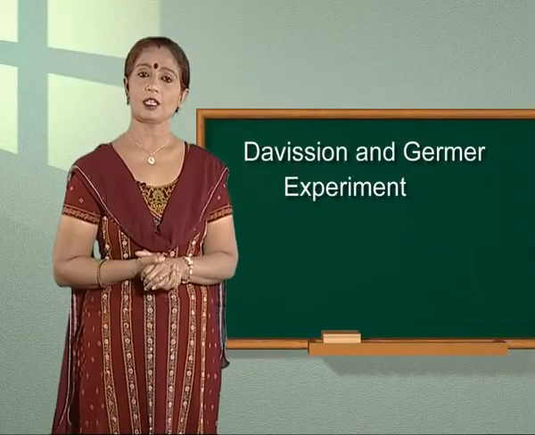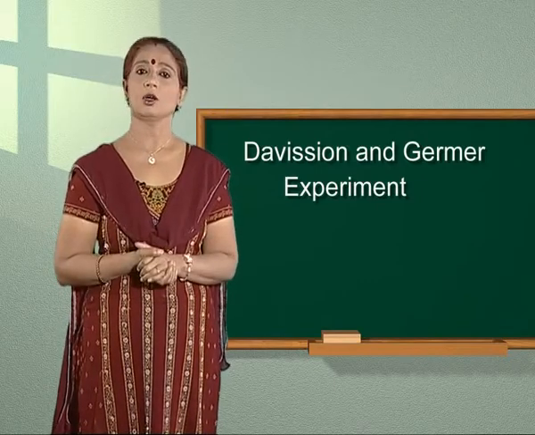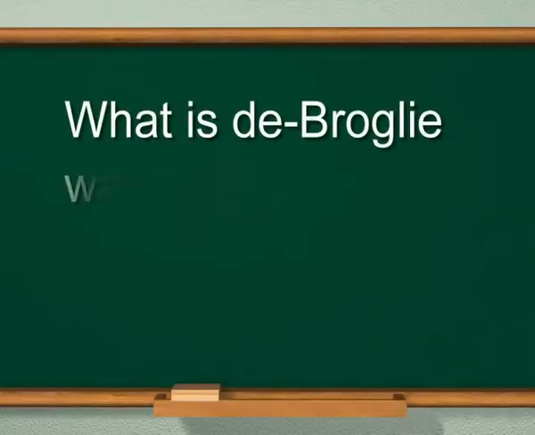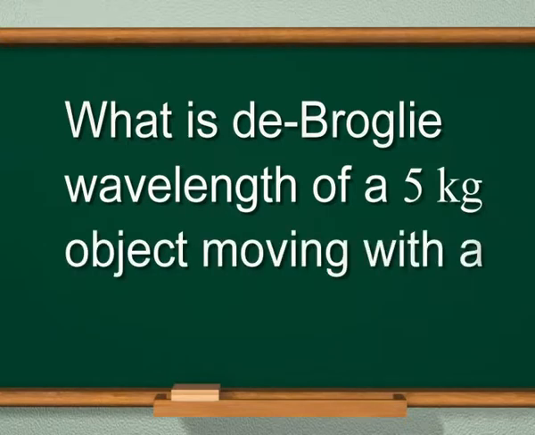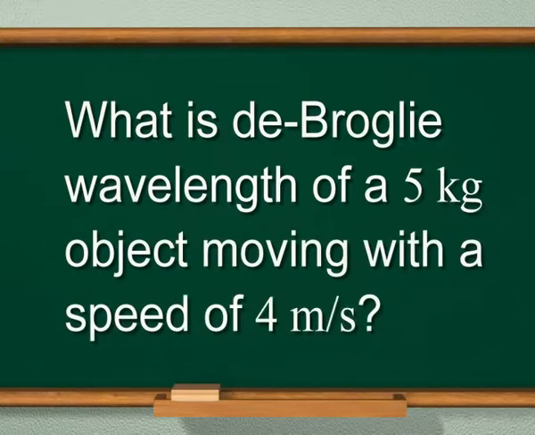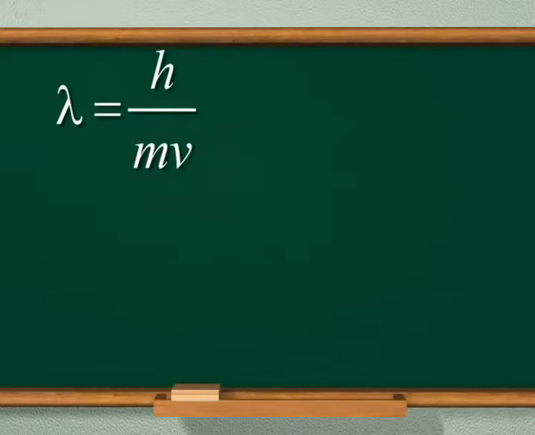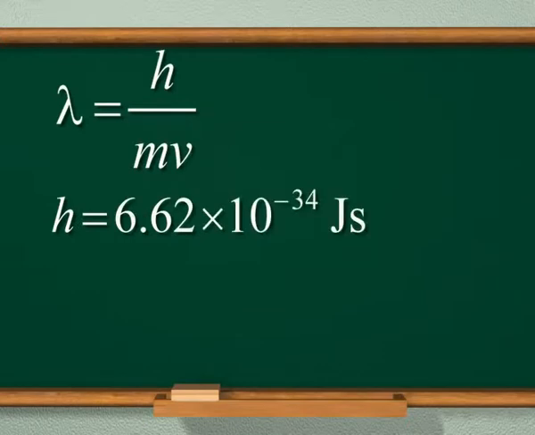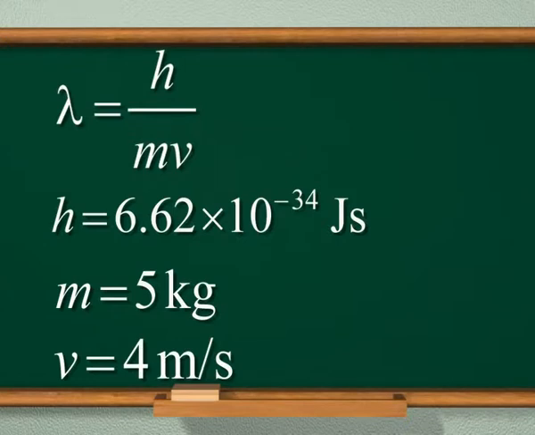Let us solve a numerical problem to have a good command on the learnt mathematical equations. The problem is, what is de Broglie wavelength of a 5 kg object moving with a speed of 4 meters per second? Since de Broglie wavelength is given by lambda equal to h upon mv, we have Planck's constant as equal to 6.62 into 10 raised to the power minus 34 joule second, mass of the object m equal to 5 kg, and velocity of the object v is equal to 4 meters per second.